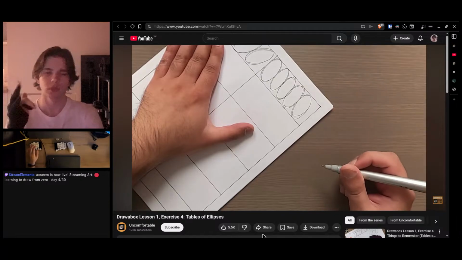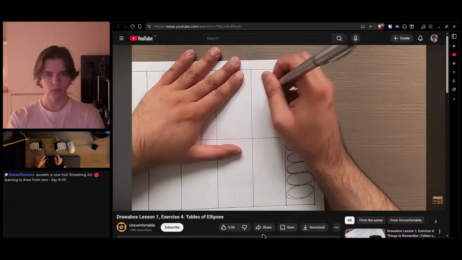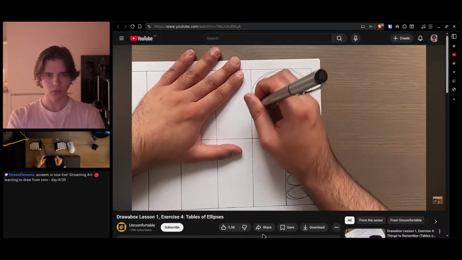Also, as you can see, I am drawing around each elliptical shape 2 full times before I lift my pen. This is something I want you to do for every single ellipse you draw throughout this course, and I'll explain why in a bit.